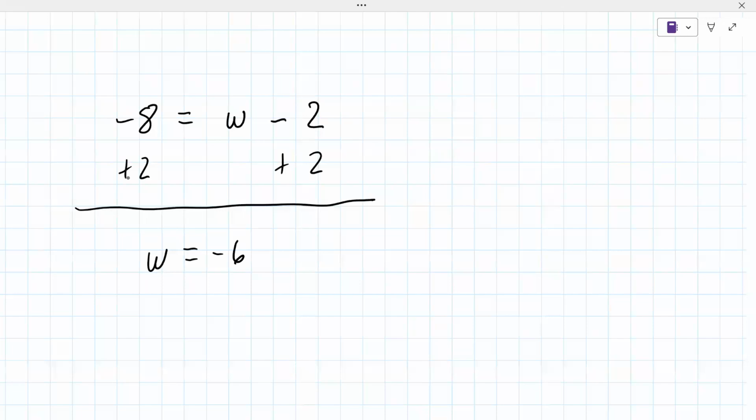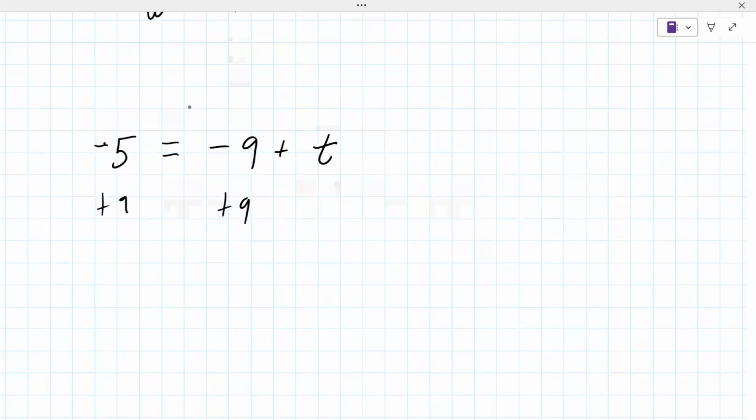Very good. And last possibility here, it could be -5 equals -9 plus p. How do you undo a -9? You add the number there. Yeah. Okay. All right, so tell me what the result is.